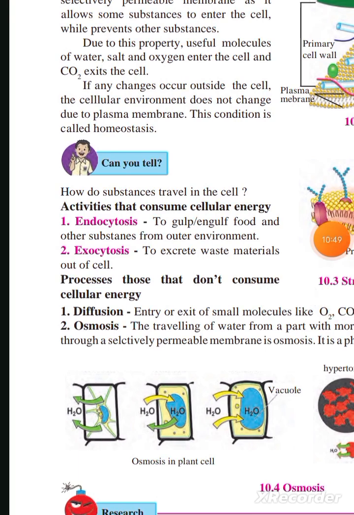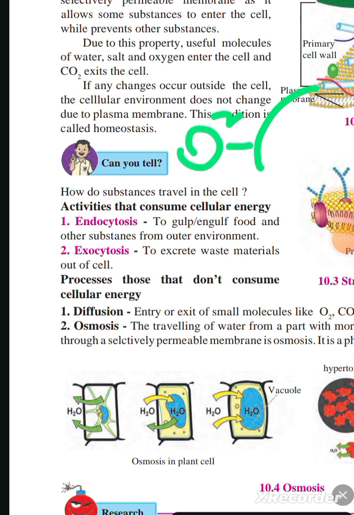For example, there is a small cell, and outside there is oxygen, so it will take oxygen inside. If there is carbon dioxide, it will not take the carbon dioxide inside. Okay? I hope you get it.